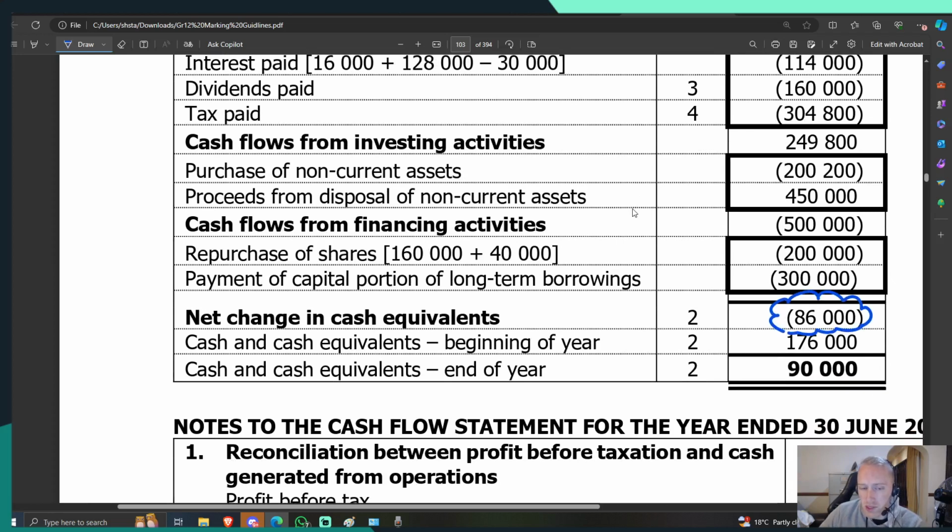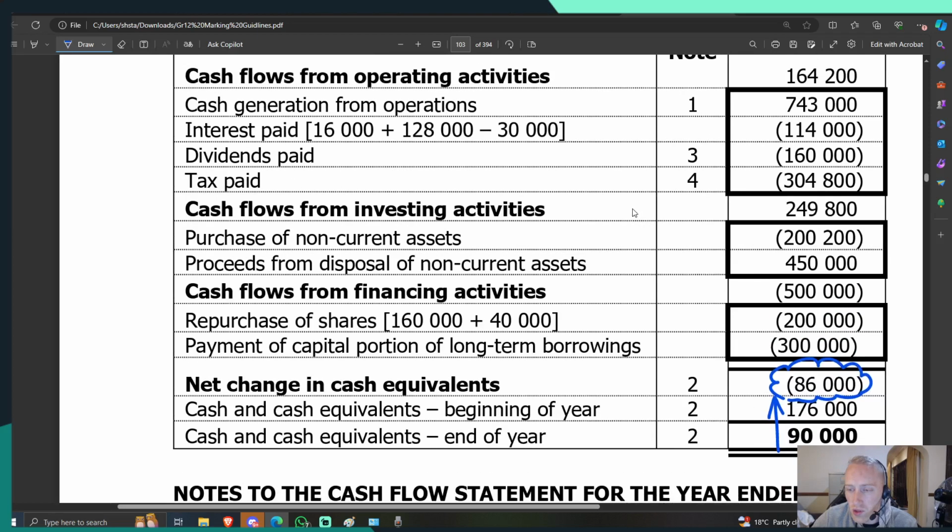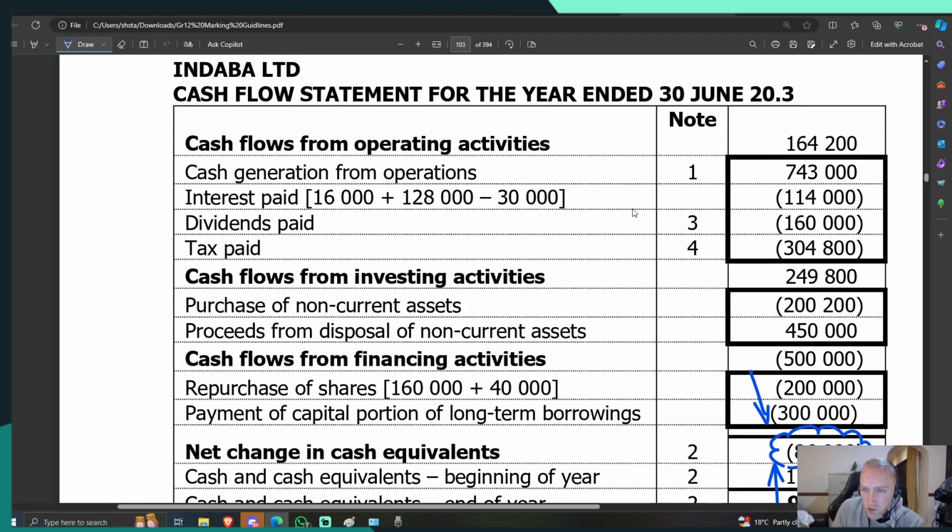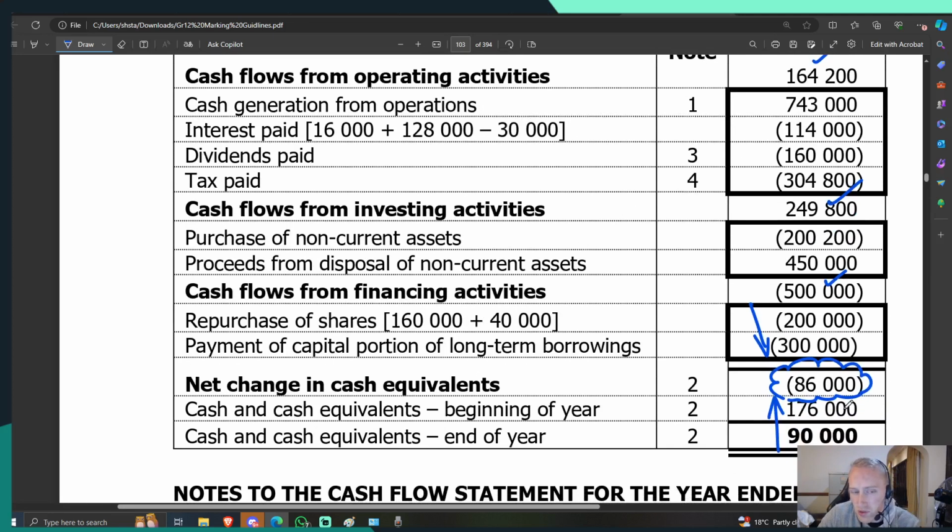Now we could go bottom to top, which is this way, or I don't know if you'd call it bottom to top, but that's what I call it, which is where you take your cash and cash equivalents at the beginning of the year minus your cash and cash equivalents at the end of the year. Or you can go, as I call it, top to bottom, which is where you take your cash flows from operating activities plus or minus your cash flows from investing activities plus or minus your cash flows from financing activities to get your net change in cash and cash equivalents.